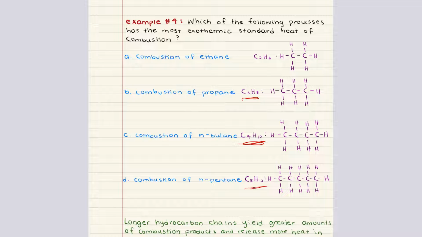And so here, for each of these alkanes, we can determine, based off of our condition, which one is going to be the most exothermic? Which one is going to have the most exothermic standard heat of combustion? It's going to be N-pentane because it has the highest number of carbon and hydrogen atoms, leading to the greatest amount of energy released during combustion. And so the correct answer for 4 is going to be D.